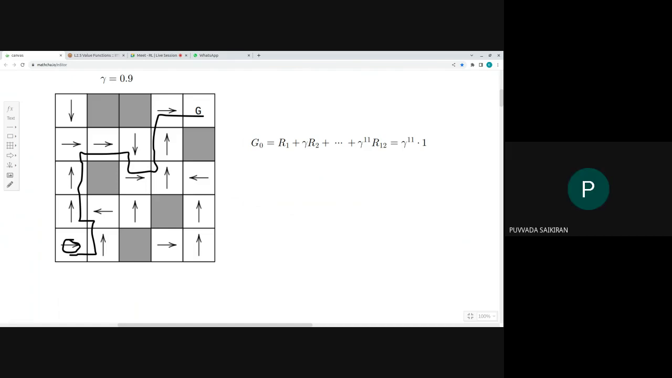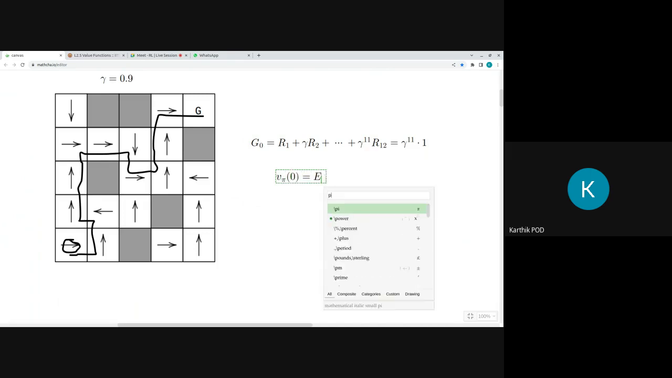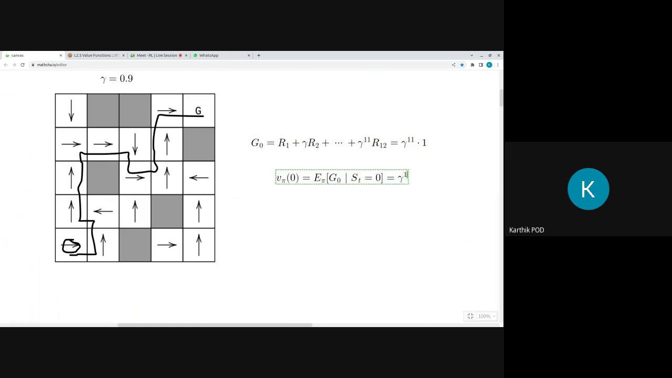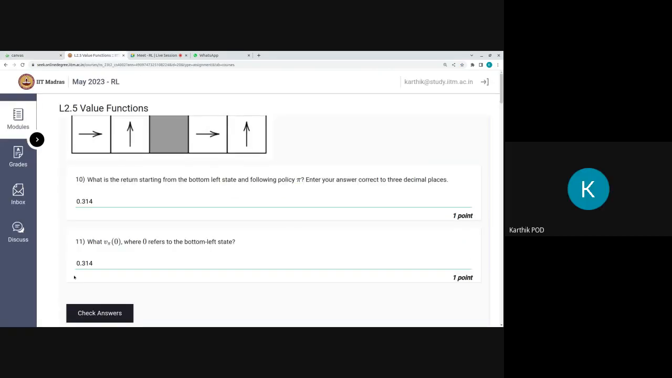Because everything is deterministic. If you just compute one return for some episode starting from the state, you will end up with the same trajectory in every episode. Whatever episode you can think of, it's identical, right? So the return will always be gamma power 11, and because of that, E pi of v0 given t equal to 0 will also be gamma power 11, because there's no probability involved anywhere here, everything is deterministic. So that's why we have the same answer.